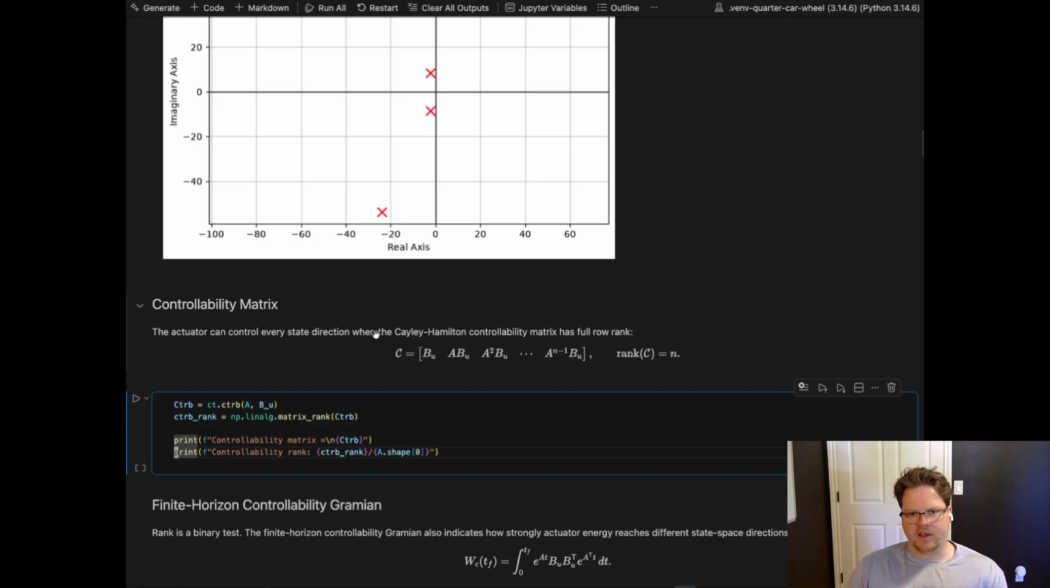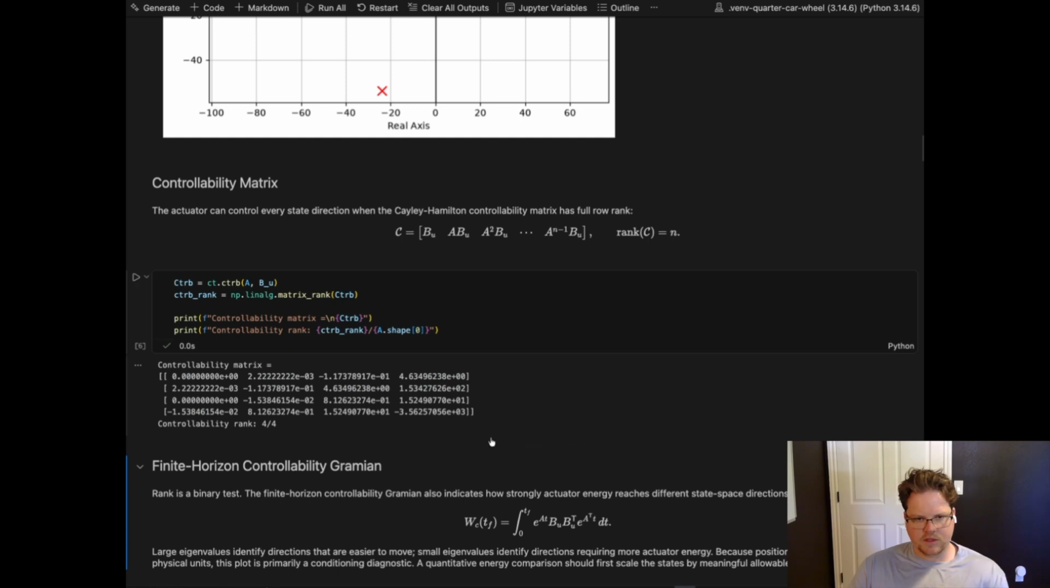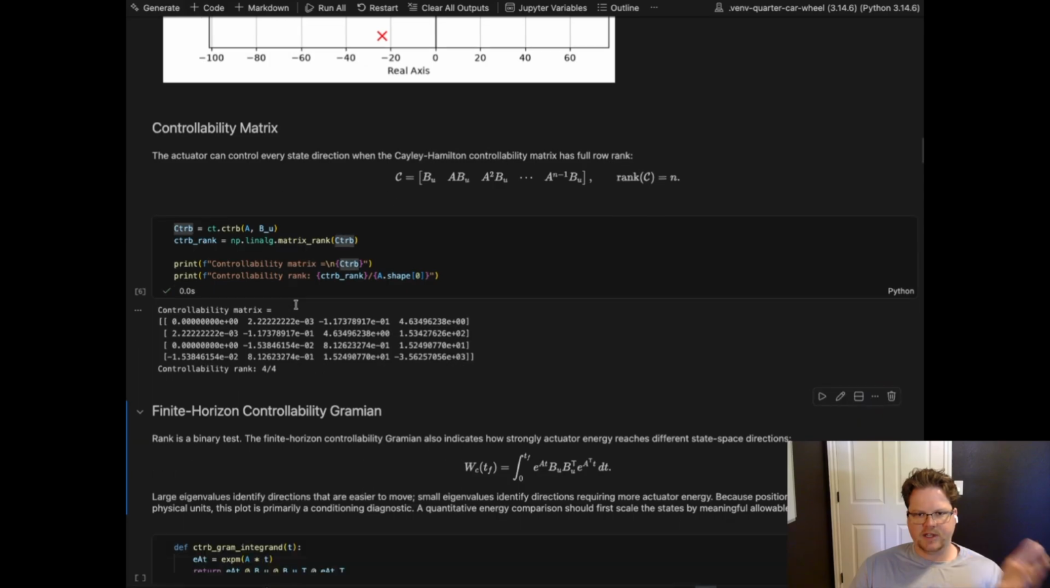So if we look at the Cayley-Hamilton controllability matrix, we're asking a binary yes or no question. Is this concatenated C, which is short and fat, full rank? Yes, it is. So we have 4, 4. So it is controllable in that sense.